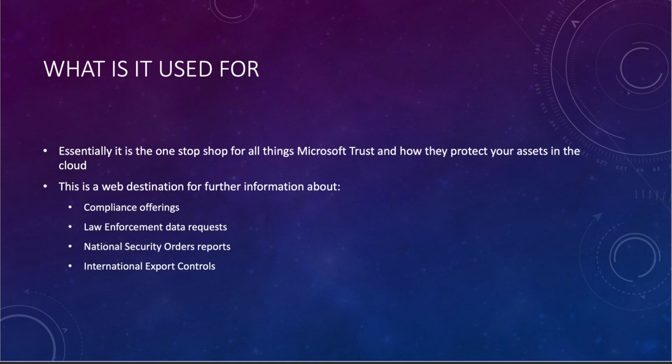It's a web destination for compliance offerings, law enforcement data requests, right? National security order reports, and international export controls. So yes, law enforcement can request data from a cloud provider just like they can request data from you with a proper warrant and all the other things. National security orders, same thing. They can pull up information as they need to, and they can do the same thing with you on your own premises. The only real big difference is that Microsoft cannot, obligated or otherwise, tell you that law enforcement asked about your company or that your company is underneath a national security order.